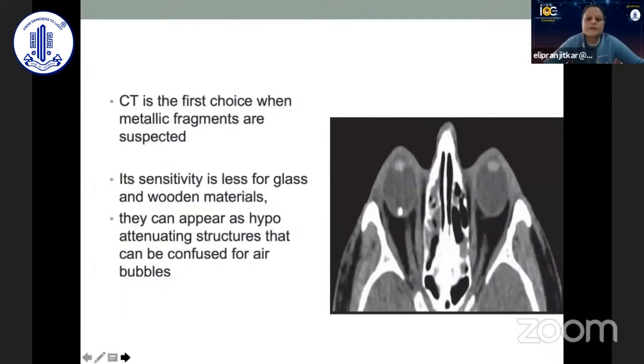And it is definitely the first choice when metallic fragments are suspected, and like in this one, it is seen very close to the optic disc. Its sensitivity is less, however, for glass and wooden materials, which can appear as hypoattenuating structures that can be confused for air bubbles.